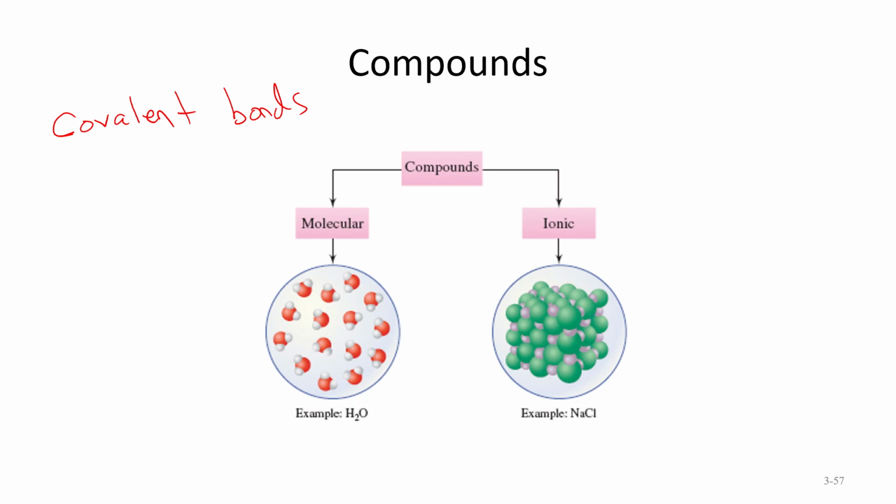Ionic compounds are typically between a metal and a nonmetal. And the metal and nonmetal are going to interact in a way such that the metal typically gives up electrons and the nonmetal takes electrons. Ionic compounds form ionic bonds.